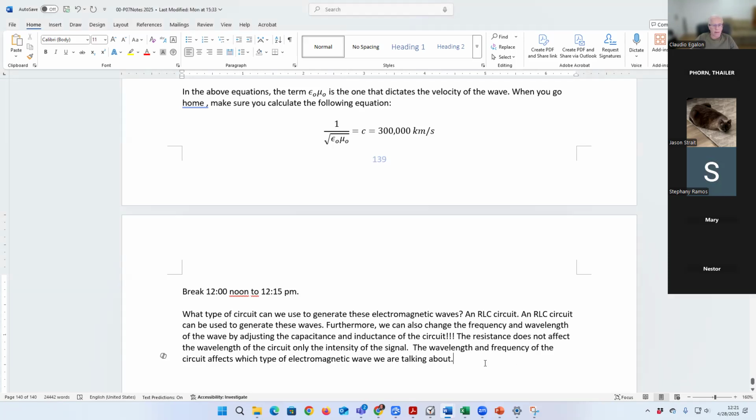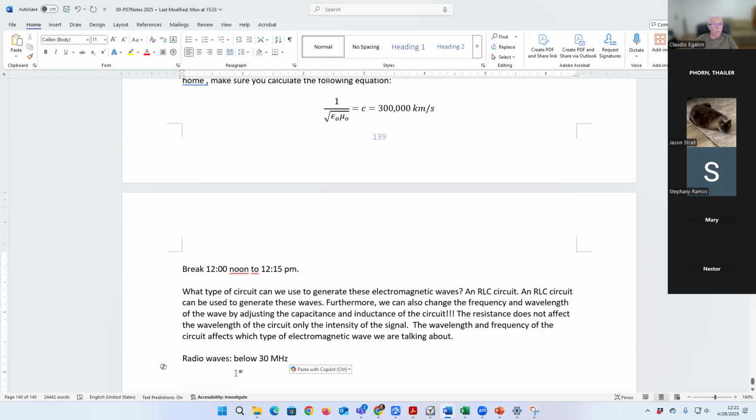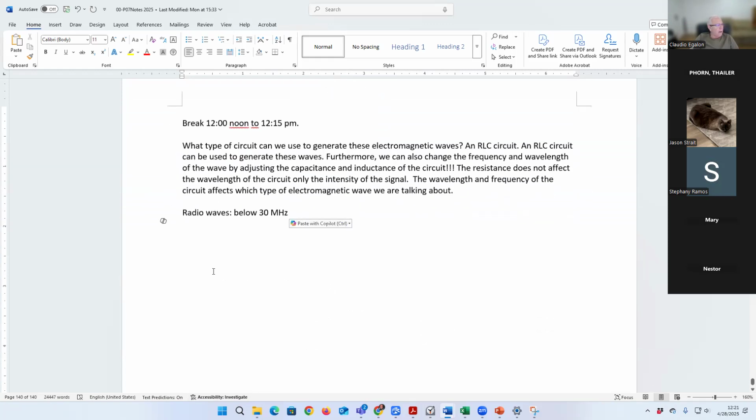There are all sorts of electromagnetic waves. The simplest one, the one that requires the least amount of energy, is the radio waves. If you build a circuit that has a frequency of oscillation, current moving back and forth, at a frequency of 30 megahertz or less, you generate what you call a radio wave.